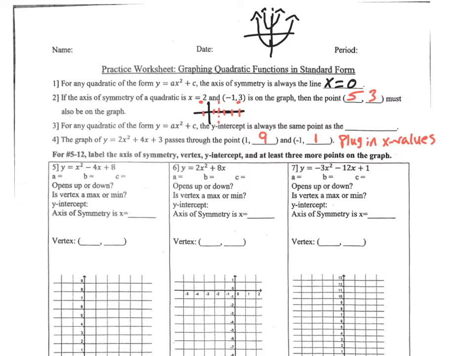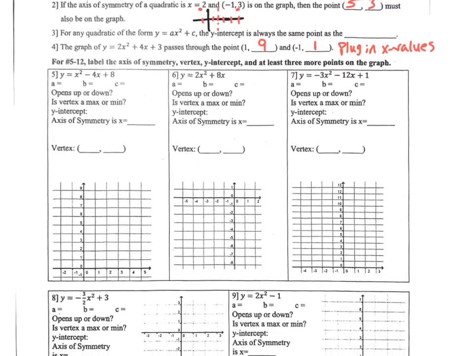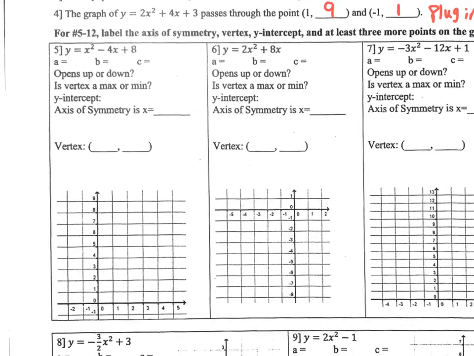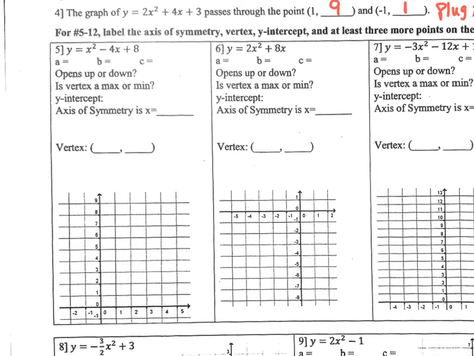For example, the first thing I've been trying to preach and telling you to do is to figure out what is the A, the B, and the C. Write it out. So in this case, A would be 1, B is -4, C is 8. If you still have no idea where those came from, you need a Zoom chat. That's unacceptable at this point. You need to know where those come from. Does this open up or down? It opens up. Vertex a max or a min? It is a min.